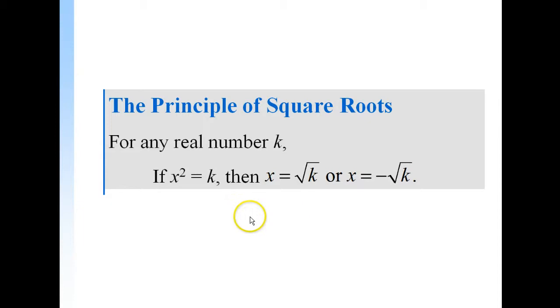And that's what they're illustrating here. For any real number k, if it's a perfect square, then it comes out of the radical sign. If it's not, then it stays under the radical sign. But you do get two values. You get a positive value and you get a negative value. That's key.